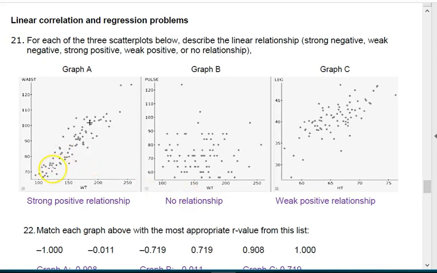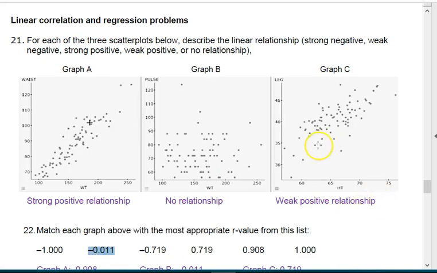So for graph A, since we said it has a strong positive relationship, that means the R value should be fairly close to positive 1. The one that fits that the best is the 0.908. For graph B, we would assume that this R value is going to be close to 0. The one in this list that's the closest to 0 is this one.